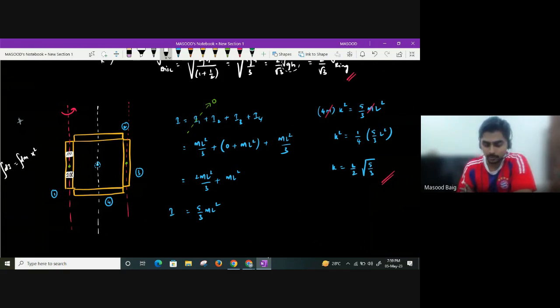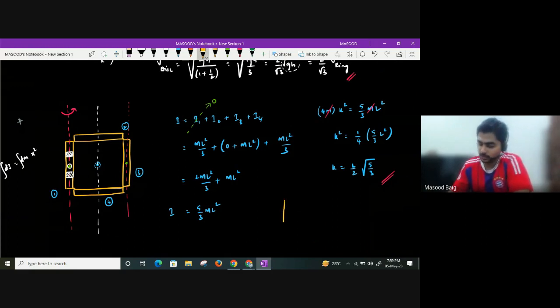Now, how will you find it about this axis? You will find it about an axis passing through the center, which is ML square by 12. But is it a uniform object on all sides? Here on the y-axis you have a length L, but on the x-axis you don't have any length. So you cannot divide in that particular situation. Look, this is ML square by 12, and it should be the sum of moments of inertia.